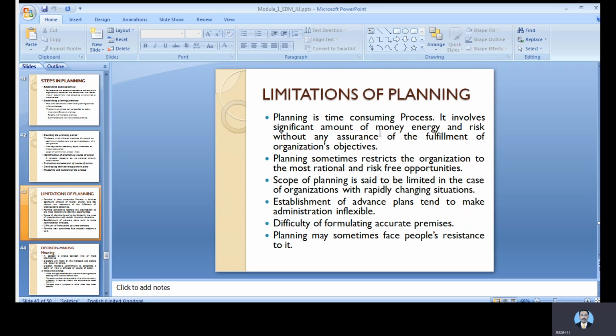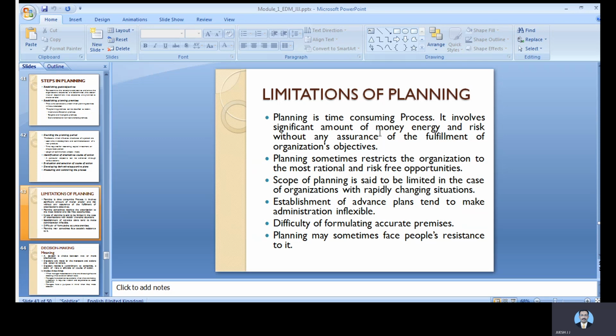As you know, for every aspect of everything we have, there will be some limitations to look into. So the main limitation with respect to planning is that you'll be doing the planning process well ahead of time, and when you reach that point in time, things might not be the same as what you planned before.